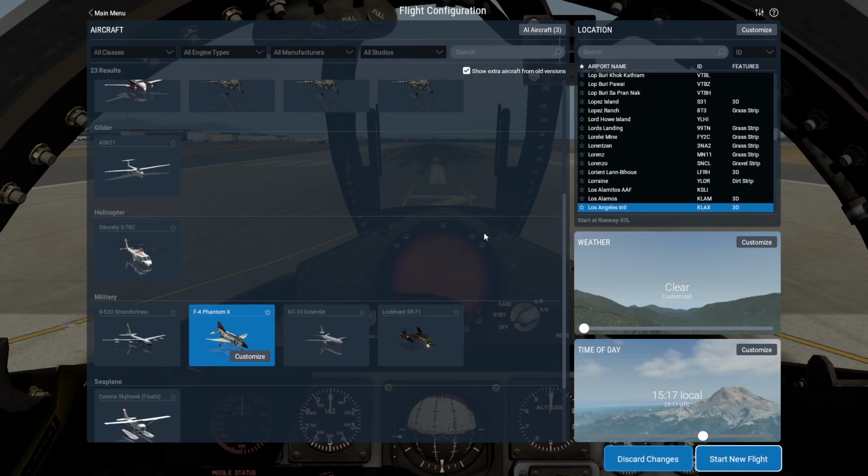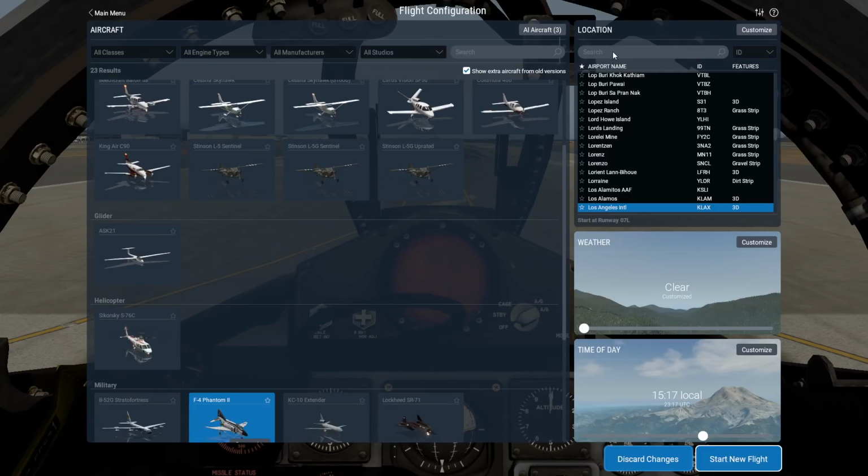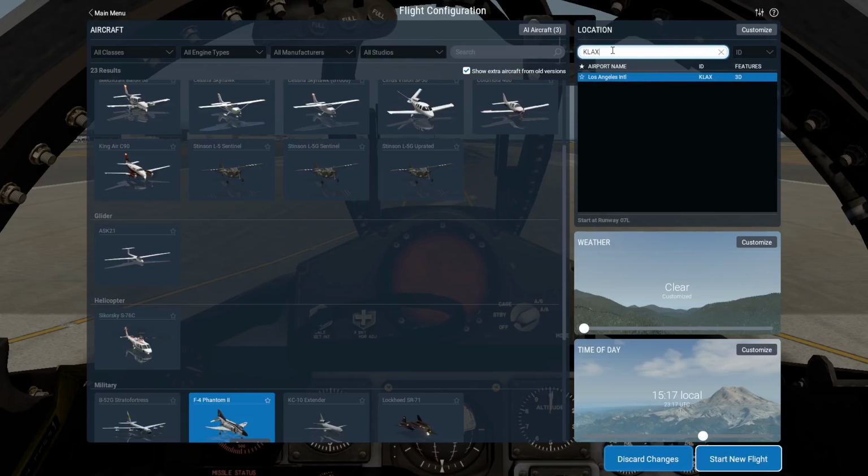So there's the interface for X-Plane. As you can see, you have a variety of aircraft and you can search for any airport using the standard ICAO code. So let's pick Los Angeles, KLAX, and let's start a new flight.